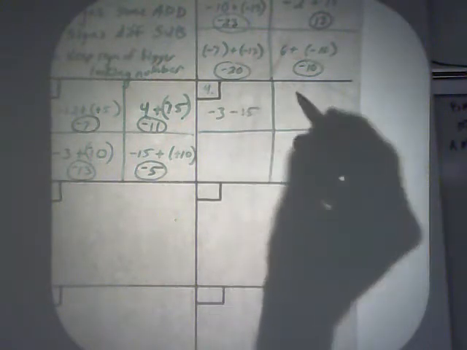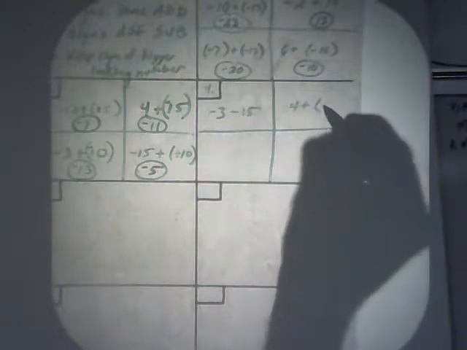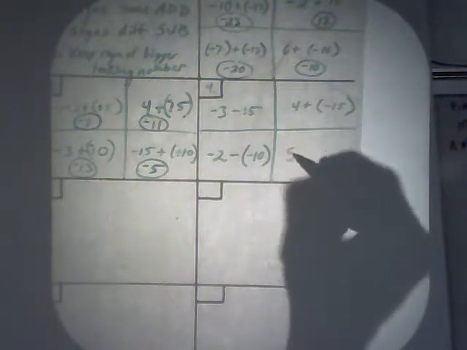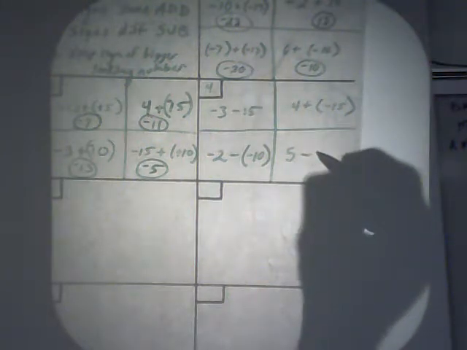Okay, so your turn. Now I'm going to mix this up. I might throw in some addition. I might throw in just pure subtraction. We'll have to see what we got. I want you to solve it. Here we go. Negative 3 minus 15. 4 plus a negative 15. Negative 2 minus a negative 10. And let's go one more. 5 minus 10. Okay, solve those four, please, on your own.